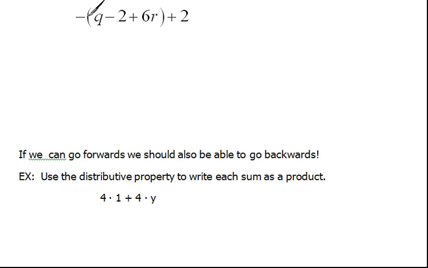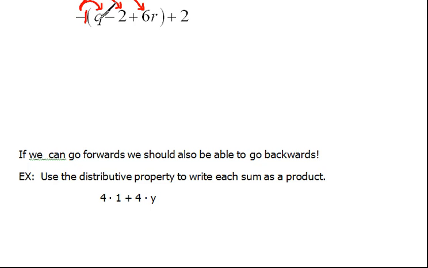In this next example, we have negative and then q minus 2 plus 6r, all in parentheses, plus 2. Well, we can't do anything inside the parentheses because these are not like terms. We can't add and subtract these things. So our next alternative is to do our distribution. And when we're distributing, we're taking that negative, which is the same thing technically as saying negative 1, and we are multiplying it to everything in the parentheses.